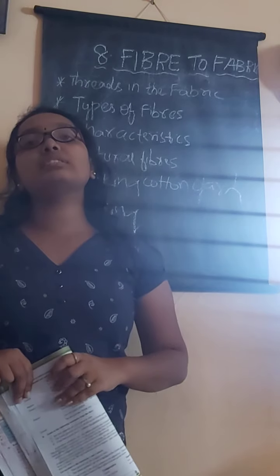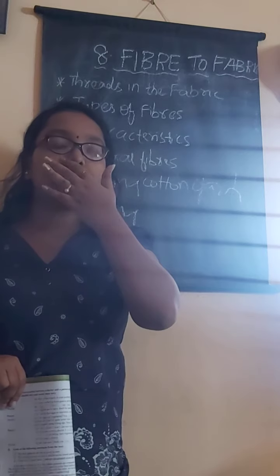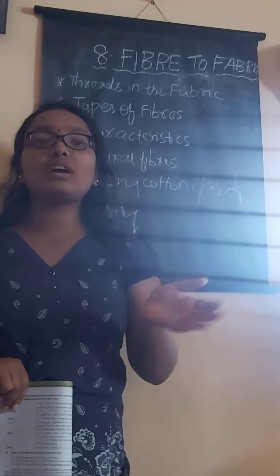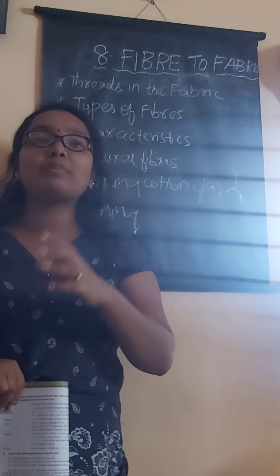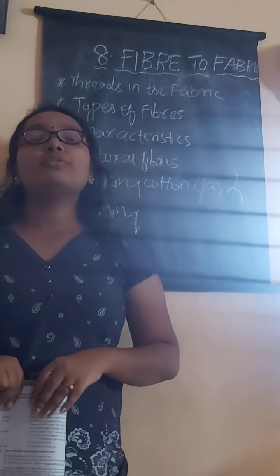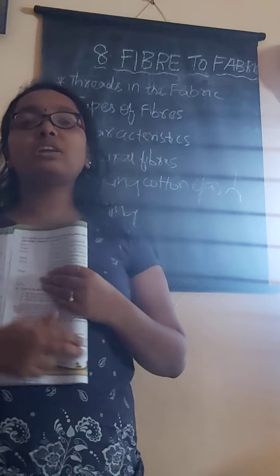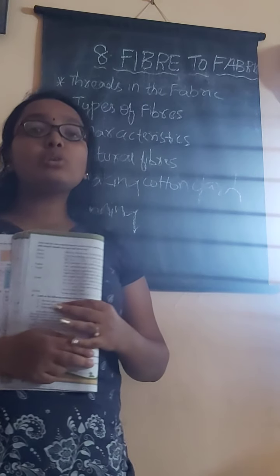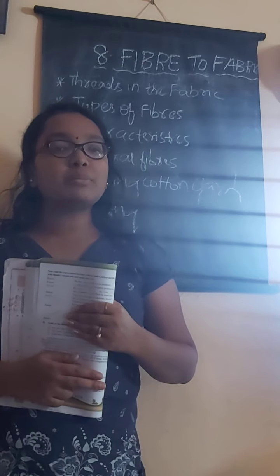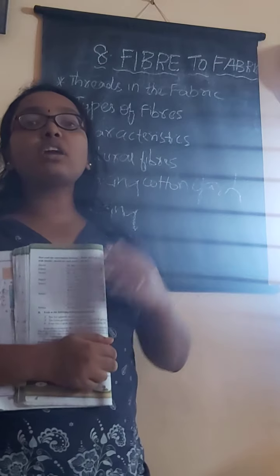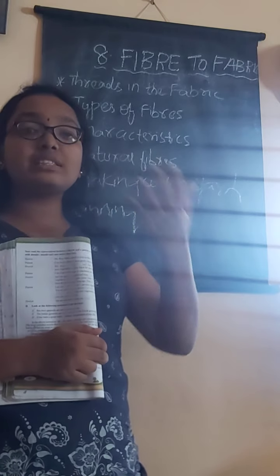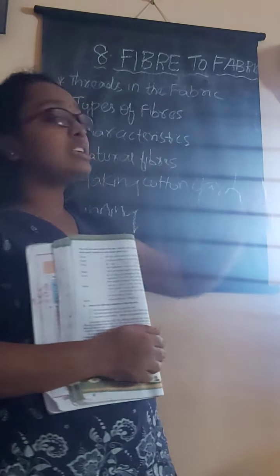In the last class we learned about different types of cloths and how fiber is converted to fabric. There are different types of fibers, such as cotton, silk, wool, polyester, nylon and more. Now in this part we will discuss how it is converted and what the process is. First, threads in the fibers.